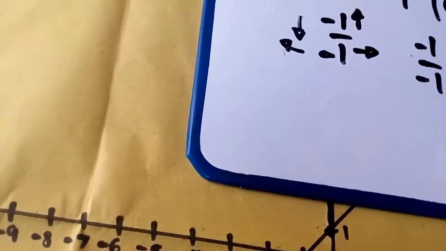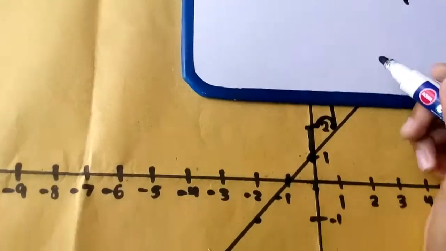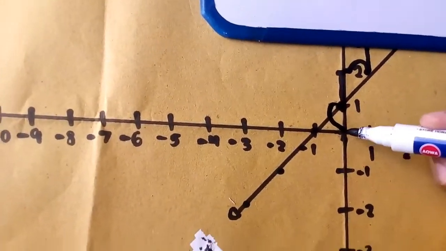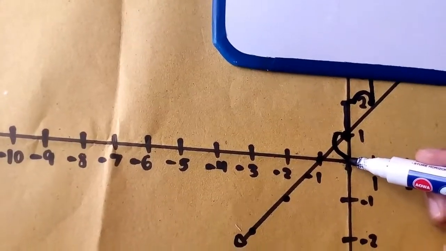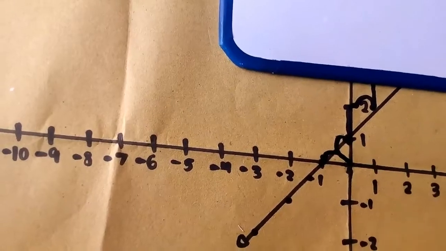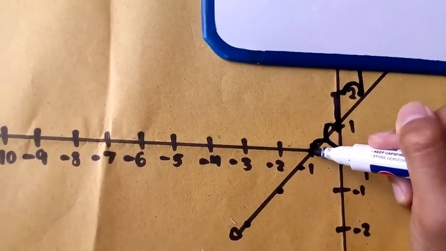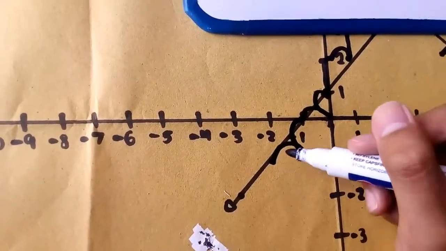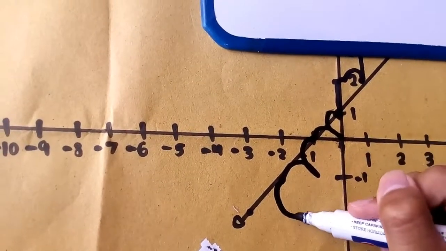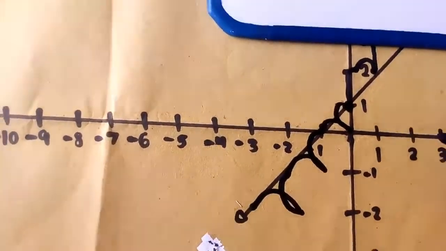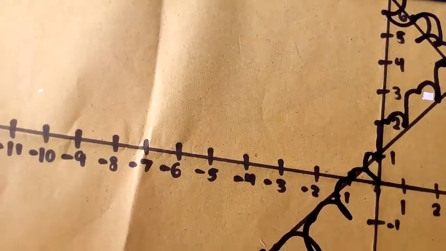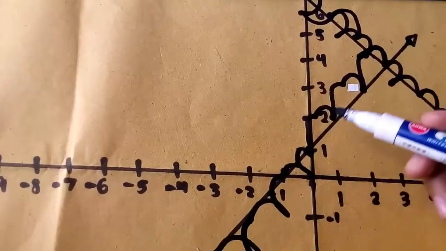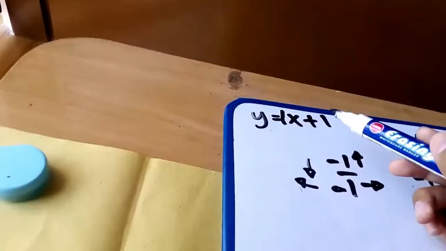So, okay. We start at 1. We go down by 1, which leads us to the origin. Then, run to the left by 1. We go down by 1. Then, we run by 1. We go down by 1. Then, we run by 1. So, now, we can connect all of these points to make a line. All of these points are solutions to this equation.